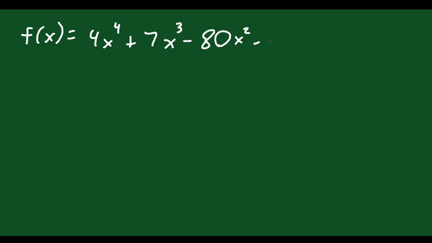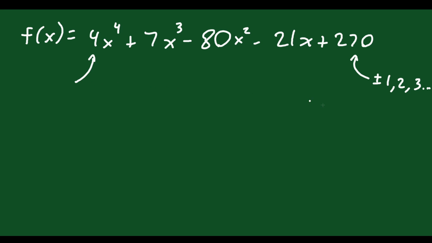Let's say you have f of x equals 4x to the 4 plus 7x cubed minus 80x squared minus 21x plus 270. So again, we have to use the rational zero theorem. I have to look at the factors of the last number, which would be plus and minus 1, 2, 3. There's a lot for 270. We're not going to write them all out. That's okay. Because again, we're just going to try to cross our fingers and hope that one of the simple answers is going to work, right? One of the smaller numbers. And then for 4, you have plus and minus 1, 2, 4.